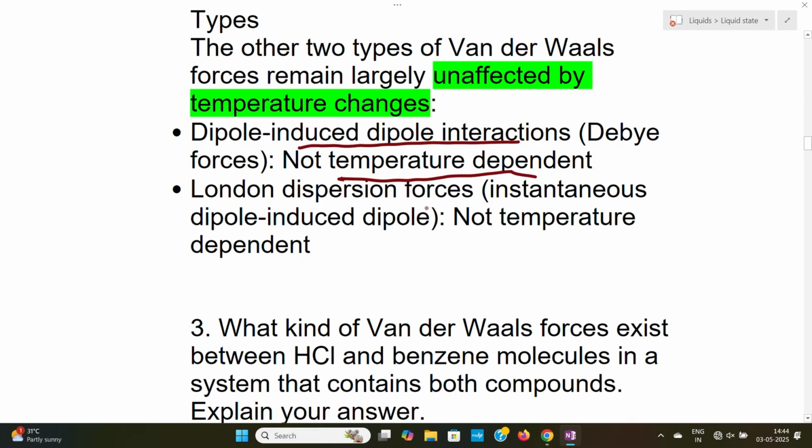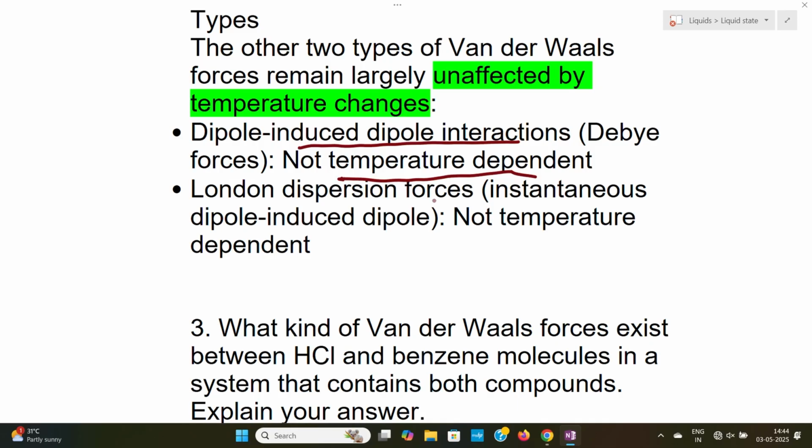Therefore, we have the dipole-dipole interactions that are temperature dependent, but the London forces, that is instantaneous dipole-induced dipole forces, and dipole-induced dipole forces are temperature independent. That is the answer for the second question.